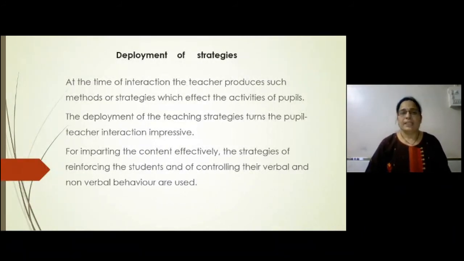Deployment of strategy. At the time of interaction, the teacher uses such methods or strategies which affect the activity of students. The deployment of the teaching strategy makes the student-teacher interaction impressive. For imparting the content effectively, the strategies of reinforcing the students and of controlling their verbal and non-verbal behavior are used.